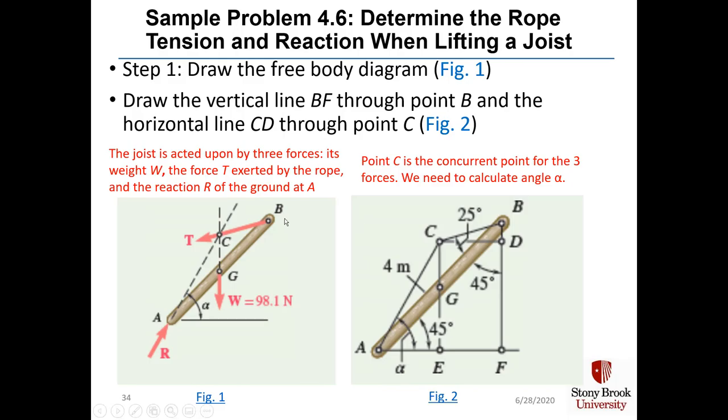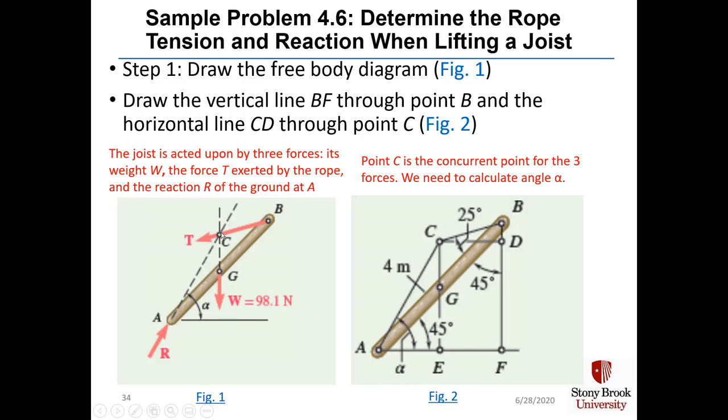We have three forces: the tension T in the rope, the reaction R from the ground, and the weight W of the joist. The weight W acts at a point G, which is the centroid of the joist, and it has a weight of 98.1 newtons because the joist has a mass of 10 kilograms. The line of action of the reaction R is not along the axis of the joist, it's as shown.